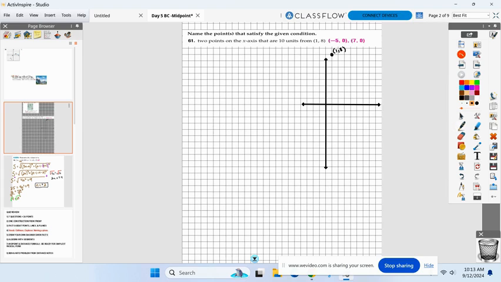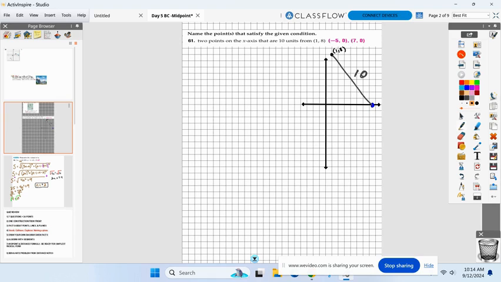So what I did is I graphed (1, 8), and then somewhere on the x-axis, I just put a random point. It doesn't have to be the correct point. I'm just going to put a random point there, because when I connect it, I already know how long that line segment is. They have to be how far apart according to the directions? 10 units. So I at least know that that is 10 units long.